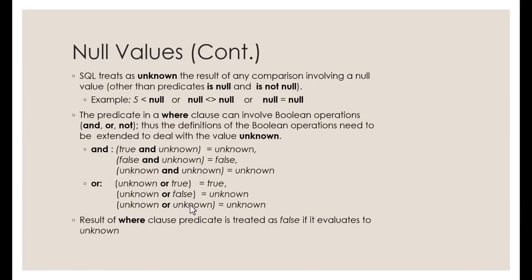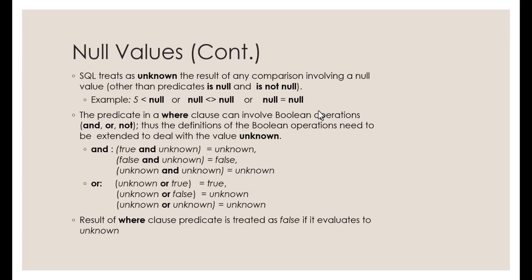Okay, so SQL treats as unknown the result of any comparison involving a null value. So let's take a look here. Other than the predicates is null and is not null, we have 5 is less than null, or null is not equal to null, or null is equal to null. So the predicate in the where clause can involve any Boolean expression using and, or, not.